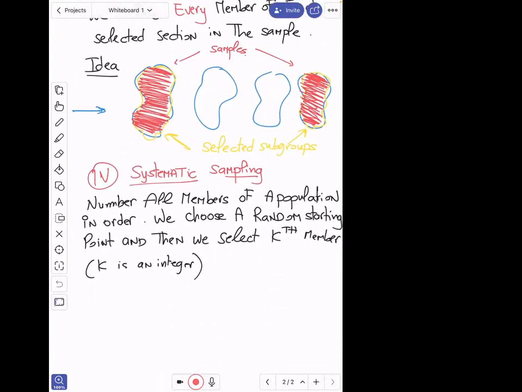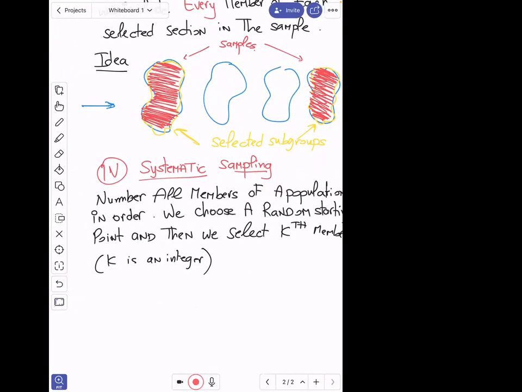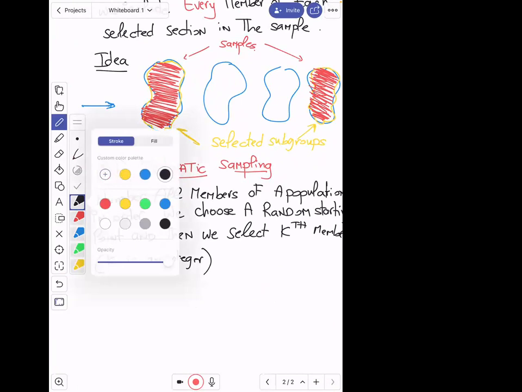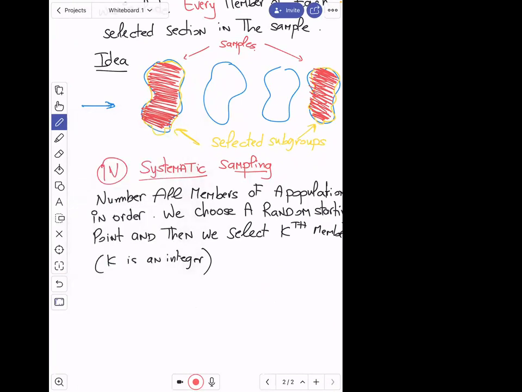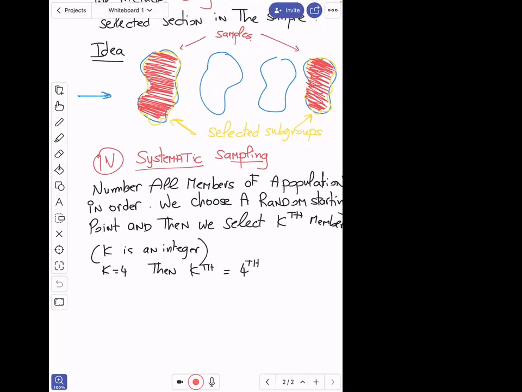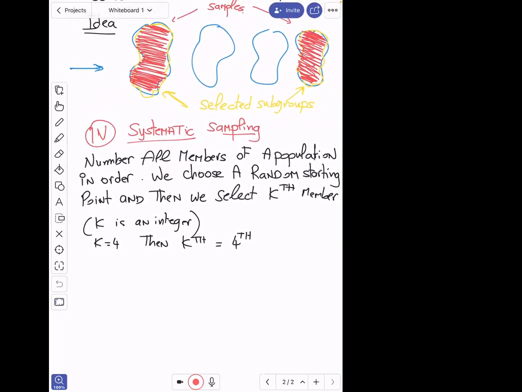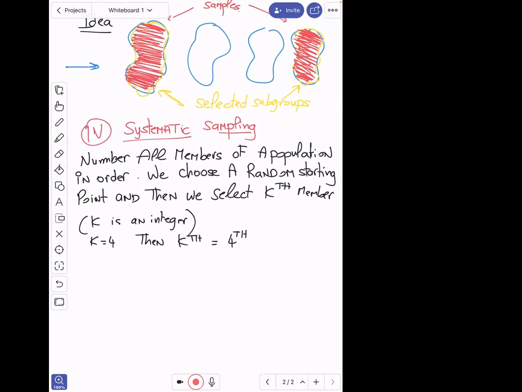So K is, as I said, just an integer. For example, if K is 4, then you would select the fourth member. K is just a random number. It could be 4, 5, or 6, or so. If K is 6, then you select the sixth member. K is 7, you select the seventh member, etc.